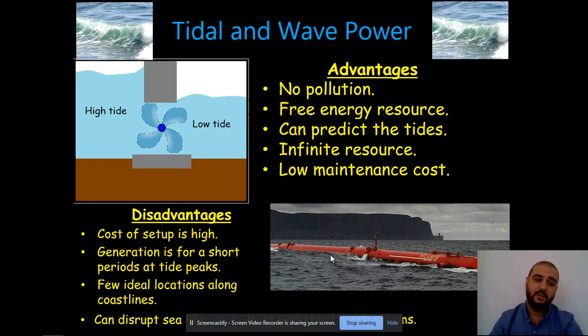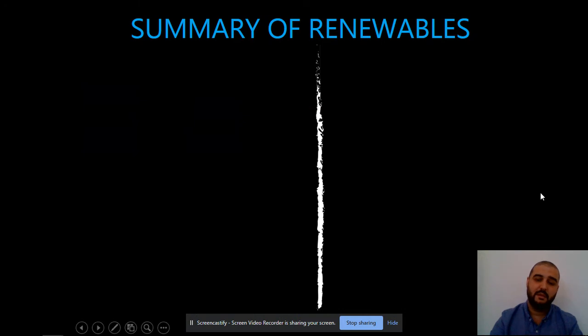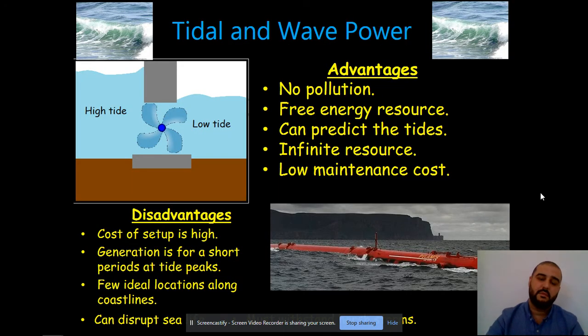Generation is for a short period at tide peak. So again, whilst it's very good to be able to predict when the tides are coming in, they are only lasting for a very short period of time. Few ideal locations along coastlines, as I said. The geography needs to be just right, and they can obviously disrupt the habitats and the local wildlife that live very close to the coast, or perhaps the regions where these generators are actually being built.